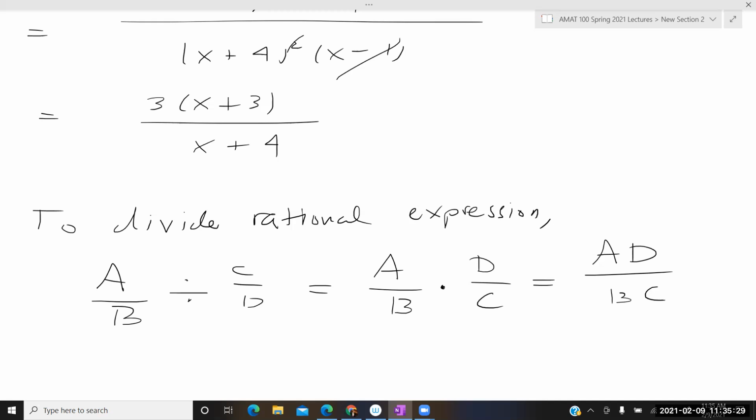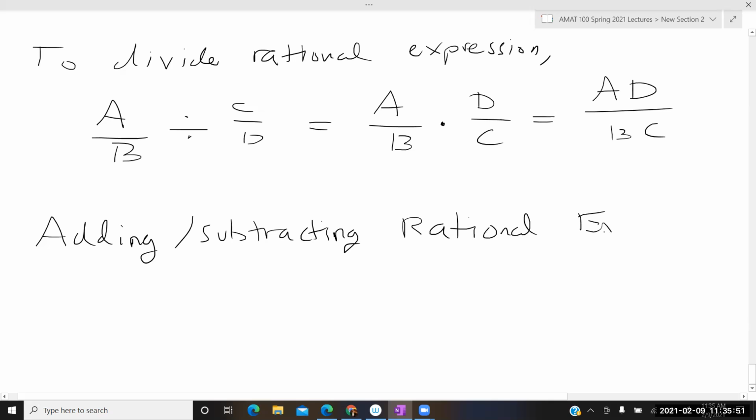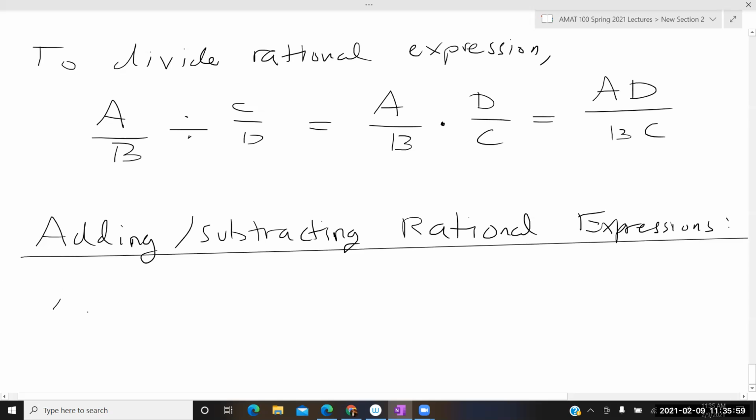Now, let's go on to adding fractions, or adding and subtracting, but again, subtraction is just a special case of adding. So again, we have a rule. It says when you have two fractions with the same denominator, the way you add these fractions is simply by adding the numerators.